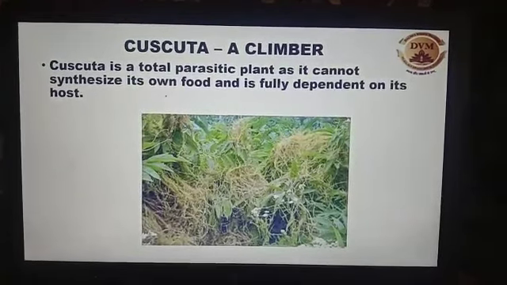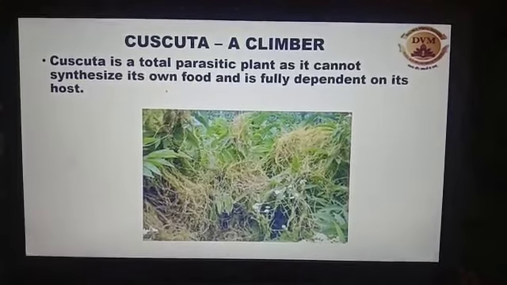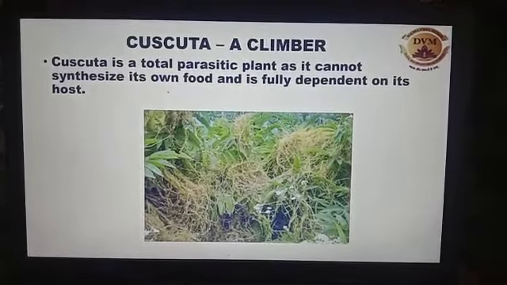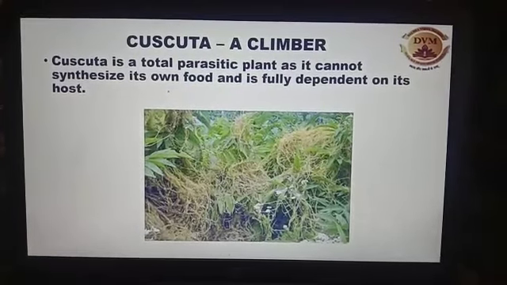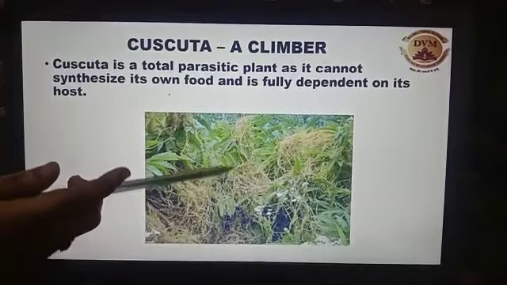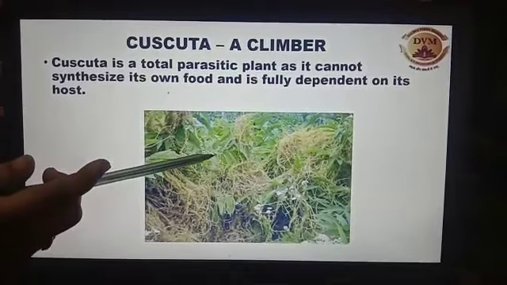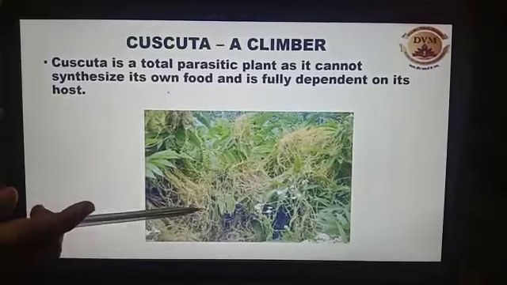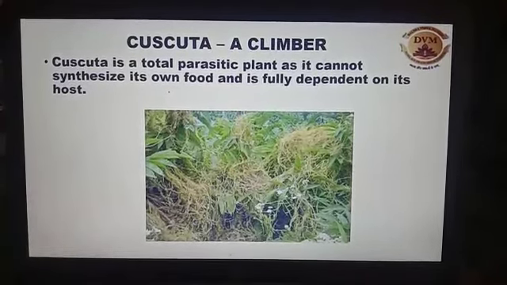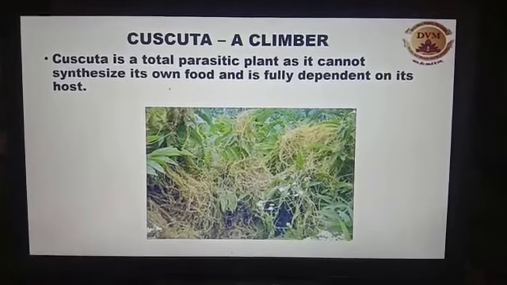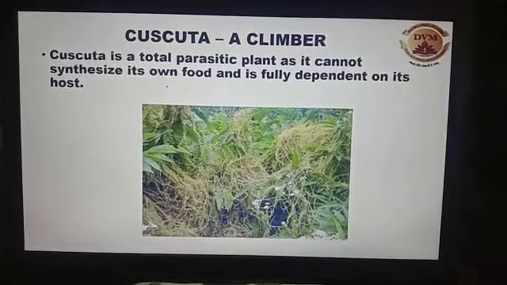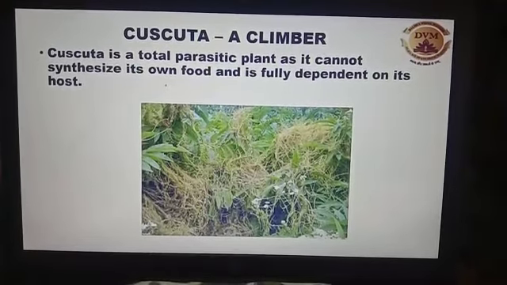So, Cuscuta, what will we call it? It is a total parasite. What is meant by total parasite? It cannot live alone. It is fully dependent upon the other plant to fulfill its nutrients. Can you all view this, children? It is the yellow colored climber which is above the tree, that is a green colored plant. That is the Cuscuta. They also obtain shelter from the host plant and they also derive the nutrients from the host plant. This is about parasitic plants.